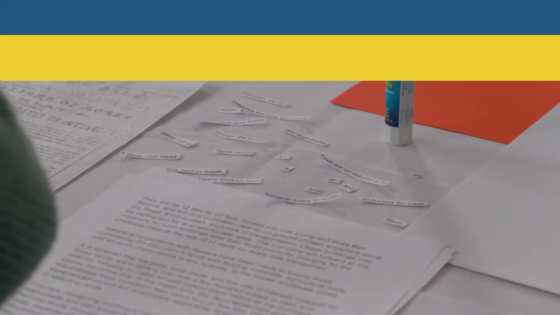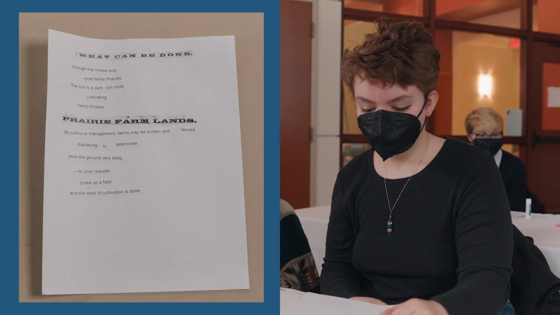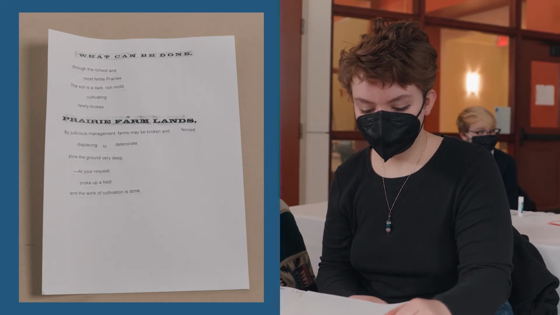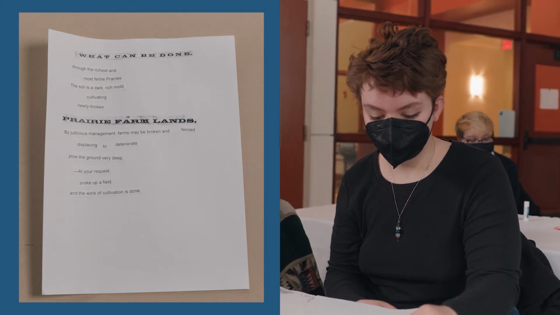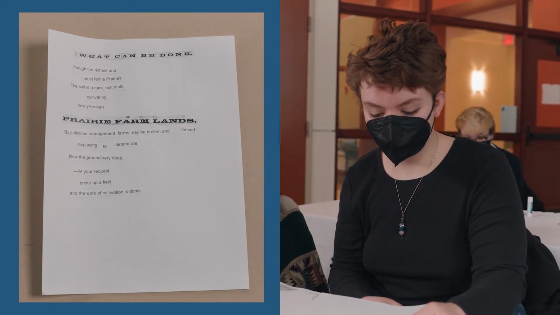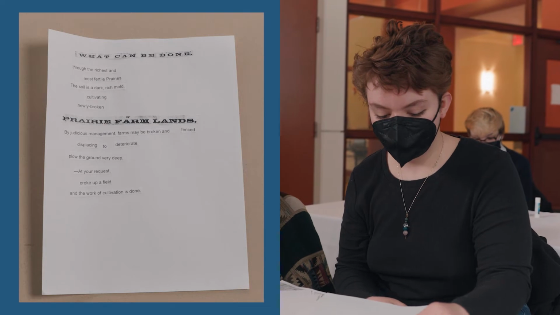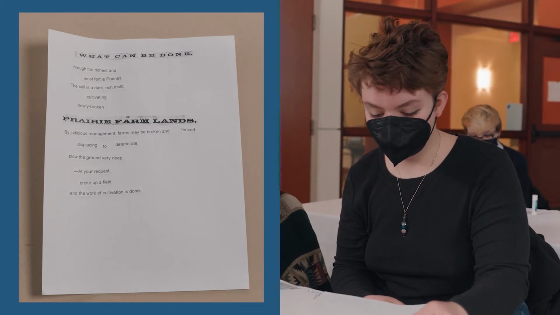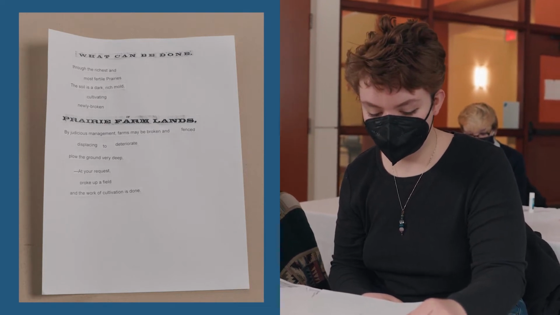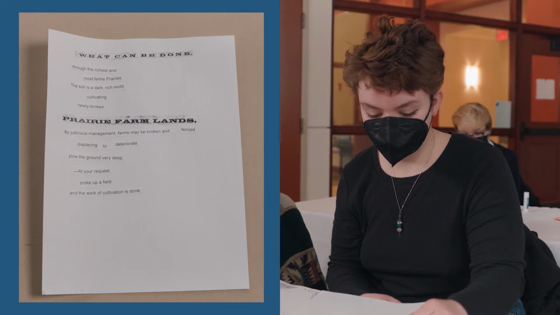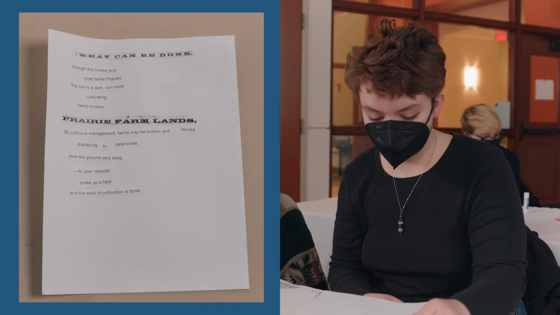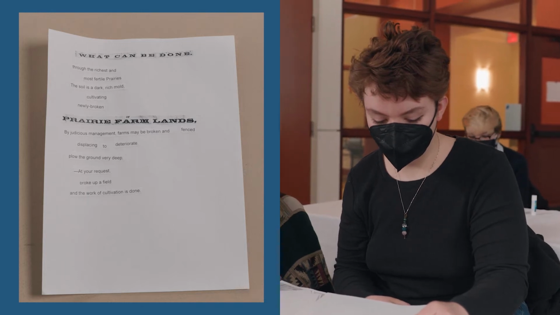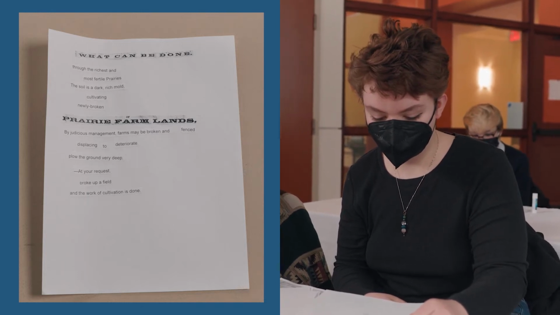What can be done? Through the richest and the most fertile prairies, the soil is a dark, rich mold, cultivating newly broken prairie farmlands. By judicious management, farms may be broken and fenced. Plow the ground very deep. At your request, broke up a field, and the work of cultivation is done.